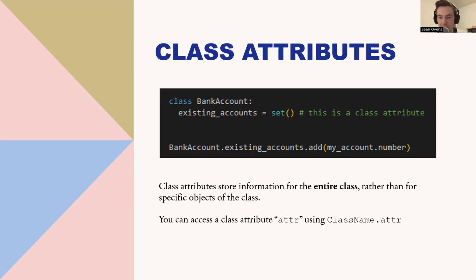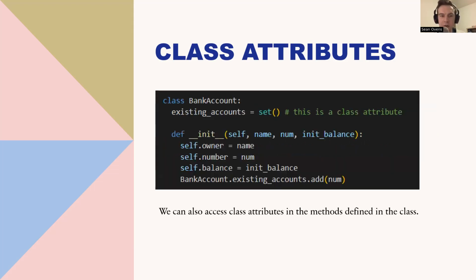Now we access class attributes using the class name dot attribute syntax. As you can see, we can access the set of existing accounts using bank account dot existing accounts. This dot add method is supported by sets in Python. It just adds the given item to the set. So this is just adding my account dot number to the set bank account dot existing accounts. Perfect.